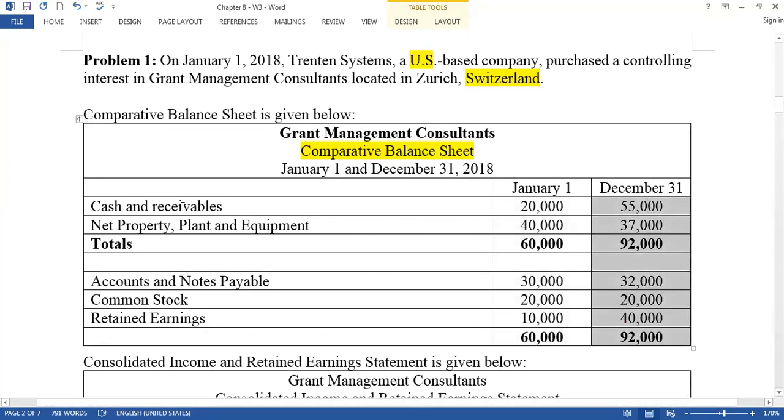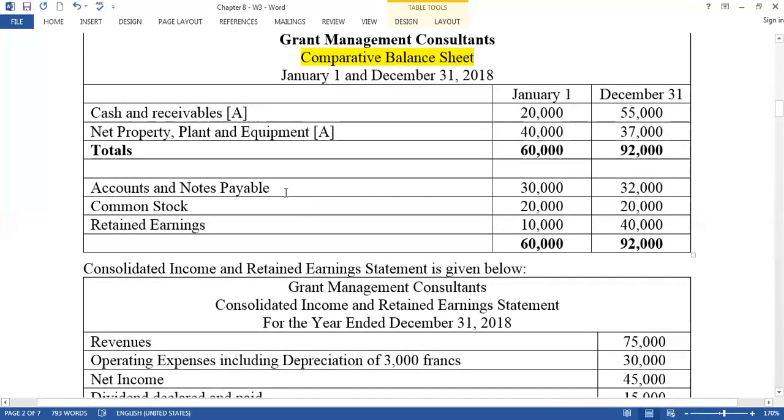In the balance sheet, we have assets. So these two are the assets. We don't need to think too much about their classification. So we have assets, we have liabilities, this is equity and this is equity. This is given in the question.